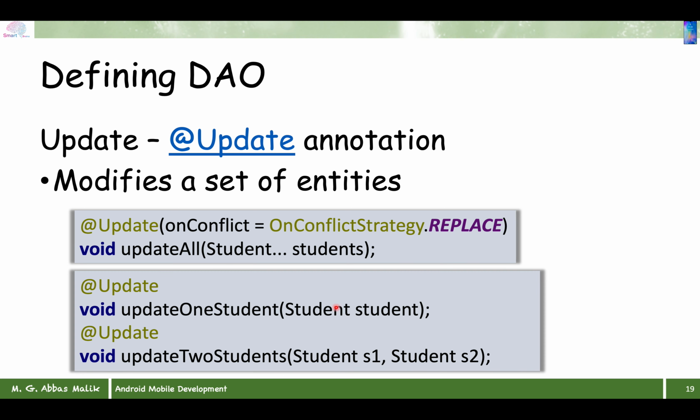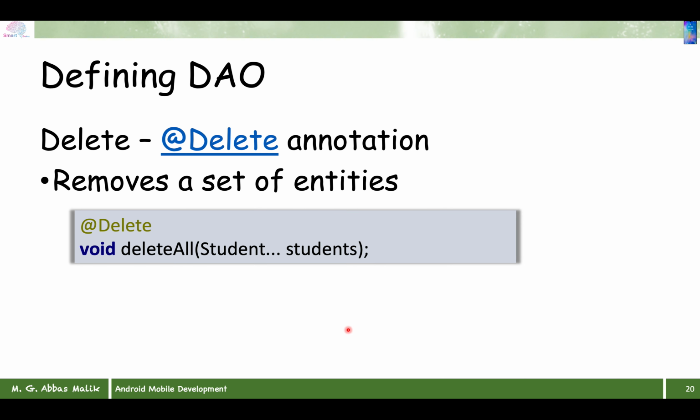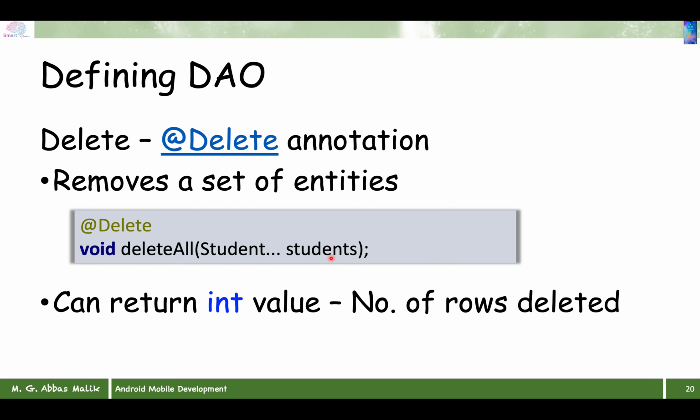Similarly, we have other ways, for one student or two students, we can update or delete, I mean remove a set of entities. So we are using the @Delete annotation, deleting based on the student IDs. That's our primary key. So it will search those records with that specific student ID which are present in those student objects and delete those specific rows. This delete method can return an integer value representing the number of rows deleted.